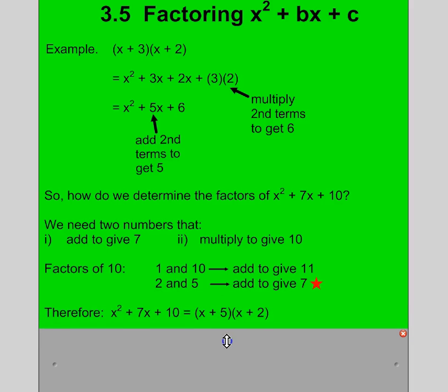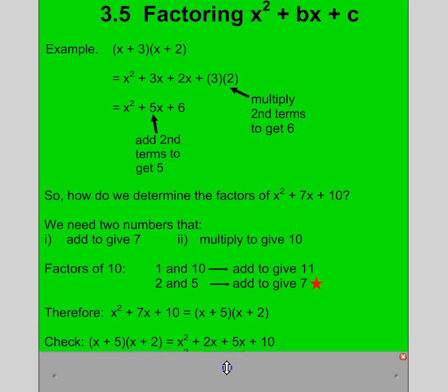Whether we put x plus 5 first or second, it's still going to produce the same result because multiplication has the commutative property. The order does not affect the outcome. Okay, and again, the check here is shown as just a verification that it's been correctly factored.